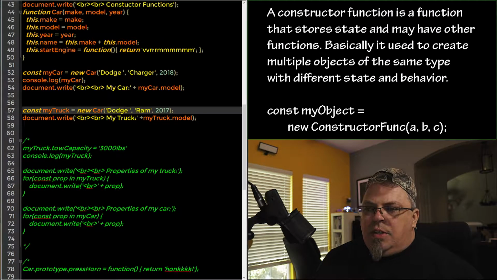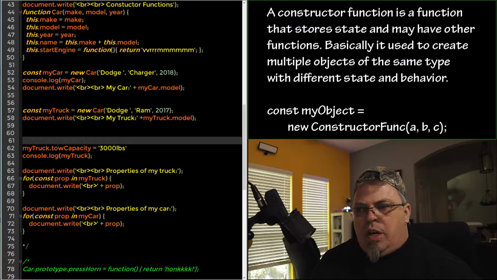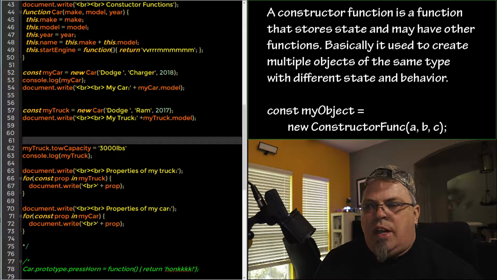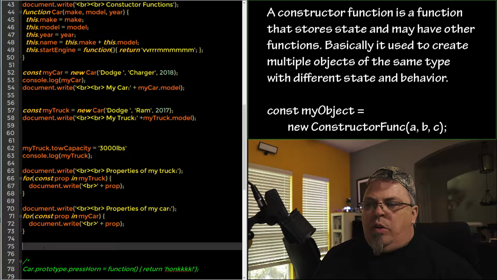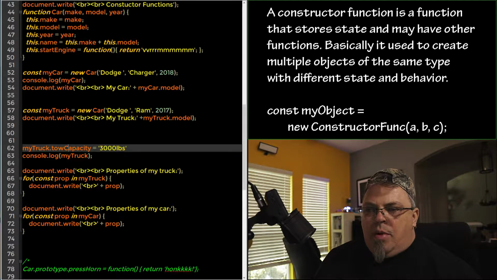One thing to note here is, what if I wanted to add on behavior to my truck, but I didn't want to add on to my car? Or what if I wanted to add a property onto truck that I didn't want to add on to my car? Is that possible? It is possible. One way you can do that is simply just tack on the variable. So if I do my truck and the property towCapacity equals 3,000 pounds, then it's going to tack on that property dynamically at runtime, and it will have the property. My car won't have the property.